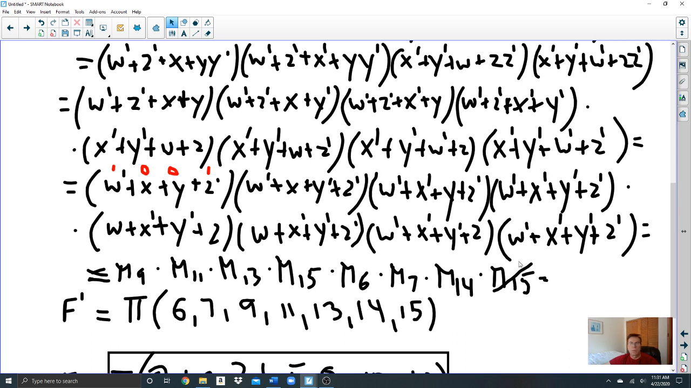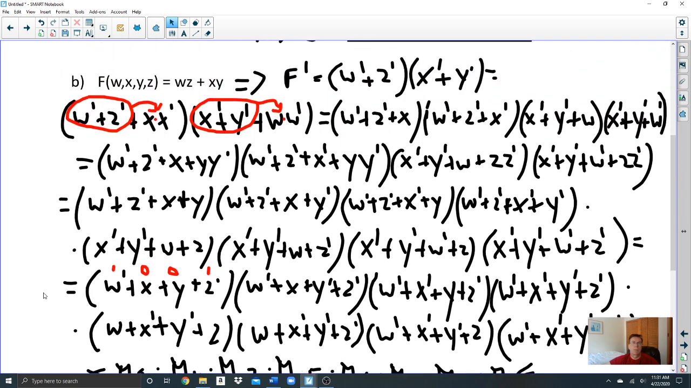So check if all those max terms are right. So we have max term 9, 11, 13, and so forth. 15 is a repeat. 15 was right here and was repeated here. So we're crossing out a repeat. And we express f prime as a product of the following max terms. That's not the answer. This is almost the answer, because we found what max terms exist in f prime.